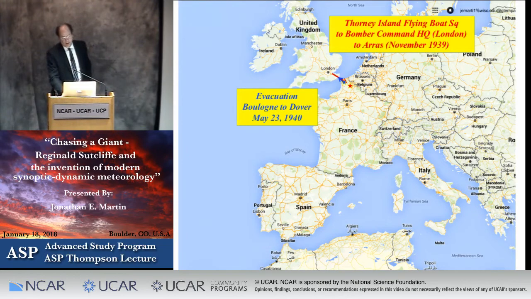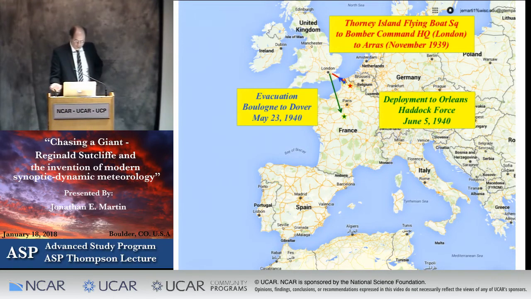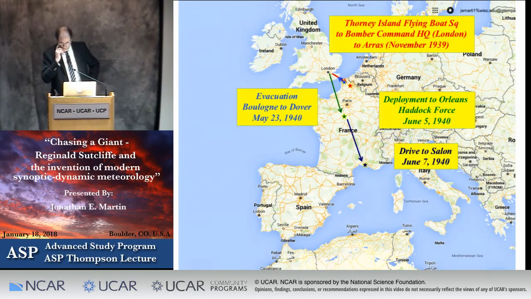And he gets back to London, and they say, thank you for your service, but can you please go back to France? So they deploy him to Orleans, well south of Paris, out of harm's way for the time being. He lands there on the 5th of June, 1940, and then he drives down about 500 miles to Ceylon in southern France, where they are going to provide meteorological support for sorties that will be launched against the major industrial towns in northern Italy of Milan and Turin.